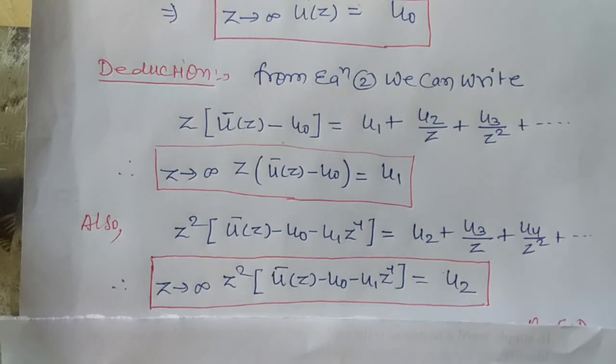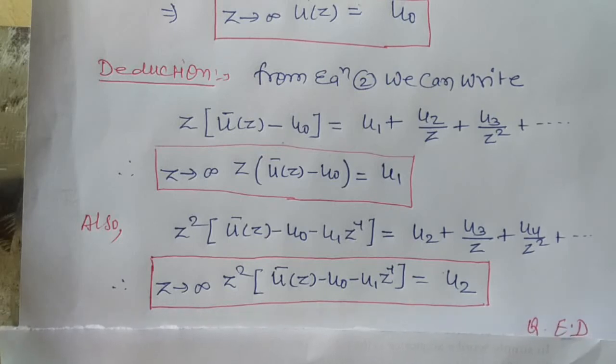So similarly we can find next initial values u3, u4 and so on using the initial value theorem. So these are a few deductions from the initial value theorem. Now we take the next theorem, which is called final value theorem.